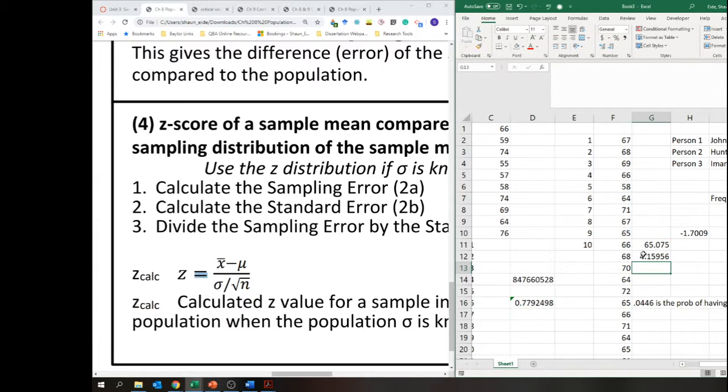So in order to do this, and I'm just going to put this off to the side for a second. These were the things that we needed. We needed x bar, then we needed mu, then we needed the standard deviation, and then we also needed sample size.